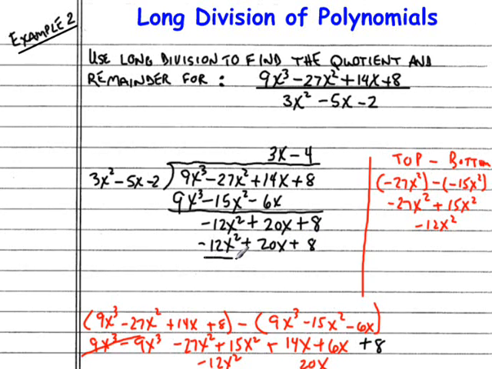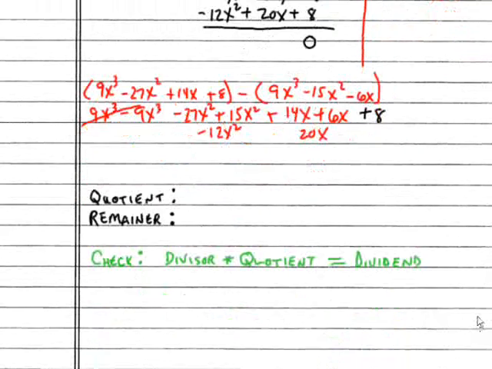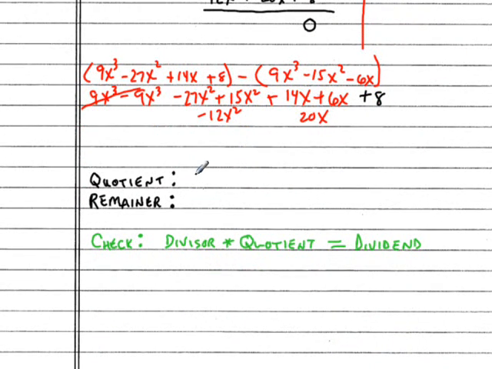And so now we're ready to subtract. We notice real quickly that the top polynomial is identical to the bottom polynomial, so when we do a subtraction, we're clearly going to get 0. So the answer to our problem, the quotient is 3x minus 4, and the remainder is 0.